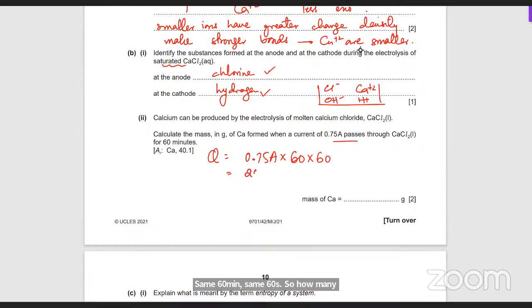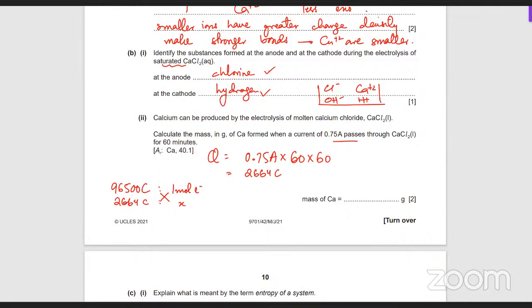2,664 coulombs, right? Now, if it's 2,664 coulombs, you can use the Faraday constant to figure out the number of moles of electrons, because 1 mole of electrons has this much charge. So 2,664 coulombs will have how many moles of electrons? What is 2,664 divided by 96,500? 0.026 moles.